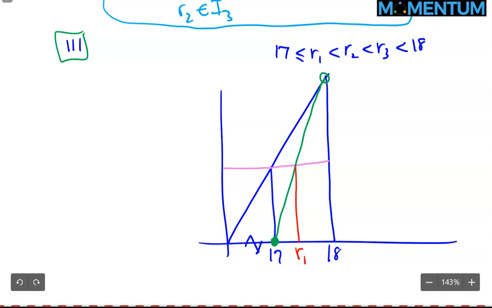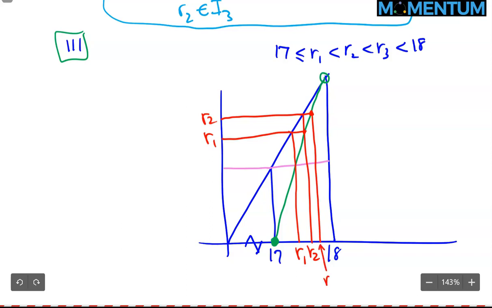Once you choose R1 in this interval, R2 will be, so this is R1 as well because you have the 45-degree line, R2 will be this number. And once you have R2, R3 will be that number. There you go, that's R3. It is possible. All three can be within the very first interval.